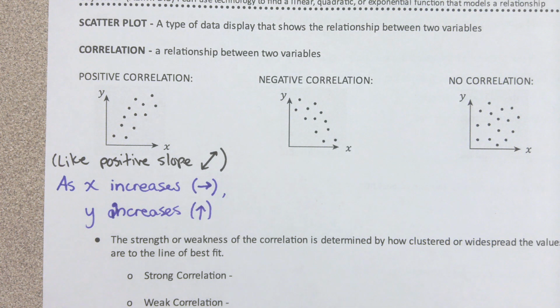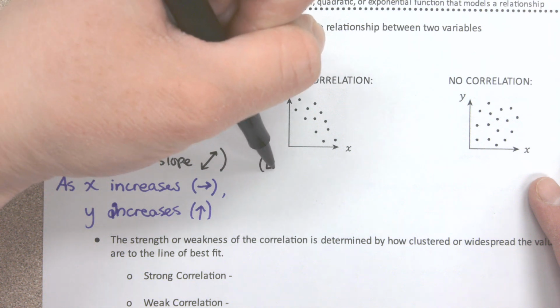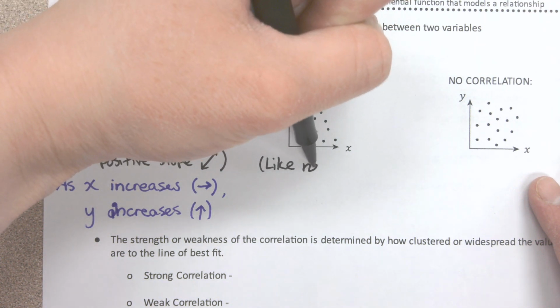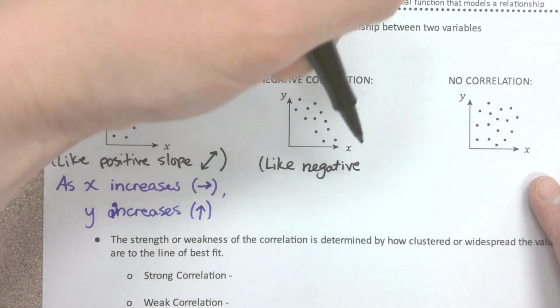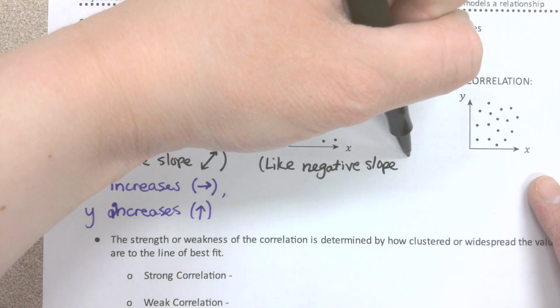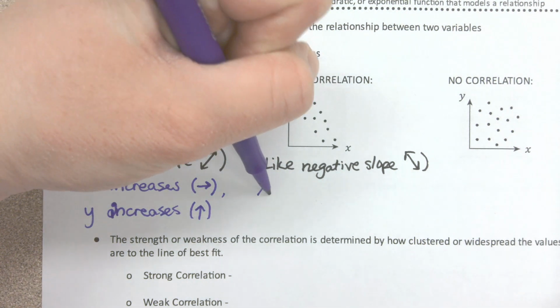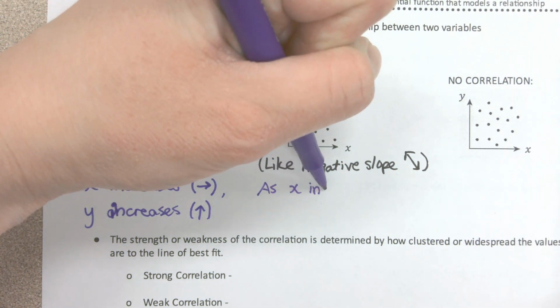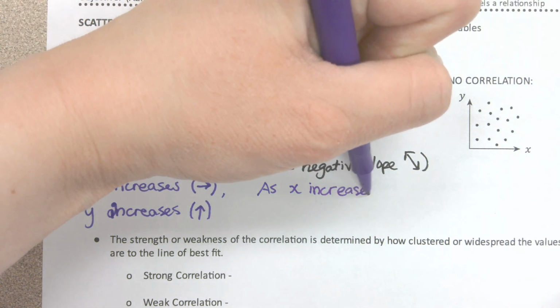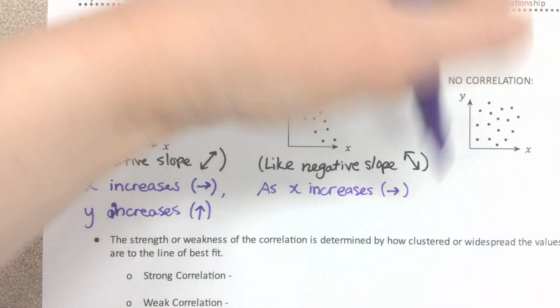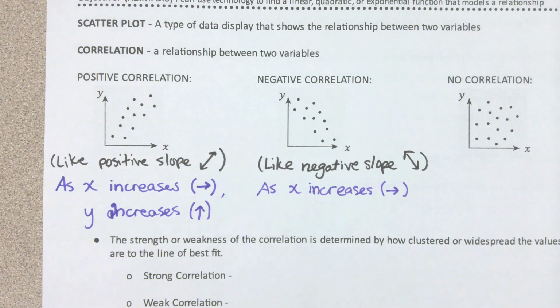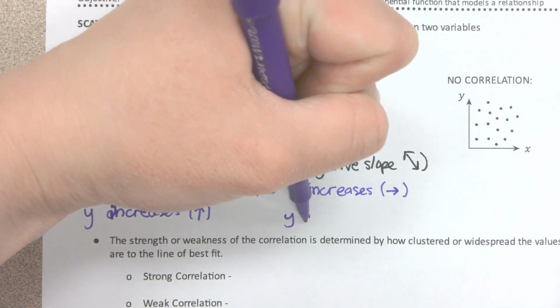Negative correlation, similar idea, but the opposite. It's like negative slope. How it goes down to the right. As x increases, meaning as we move to the right side of the graph, you see the points go down, so y is decreasing.